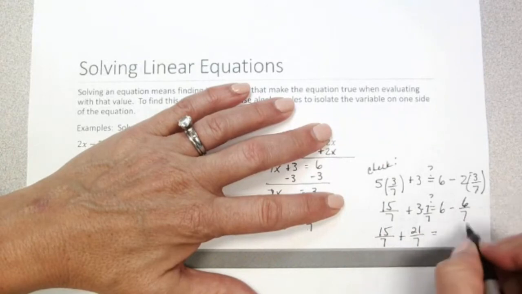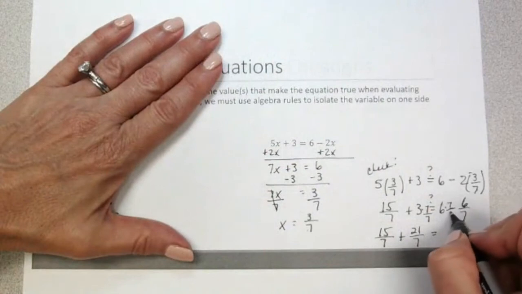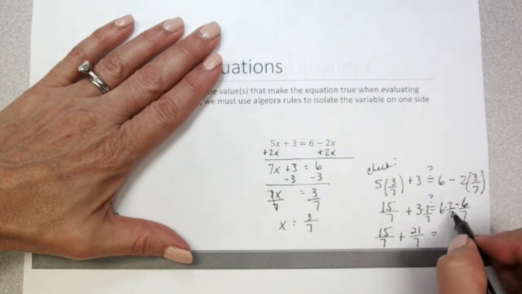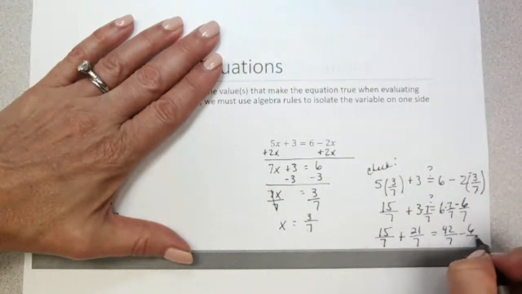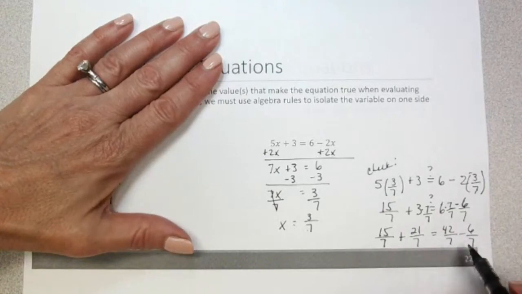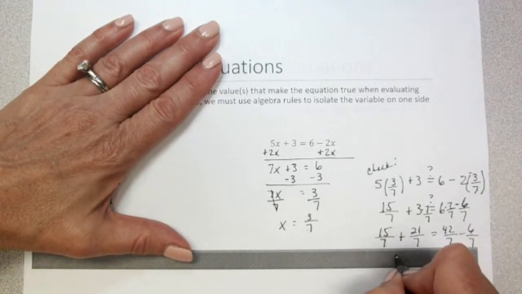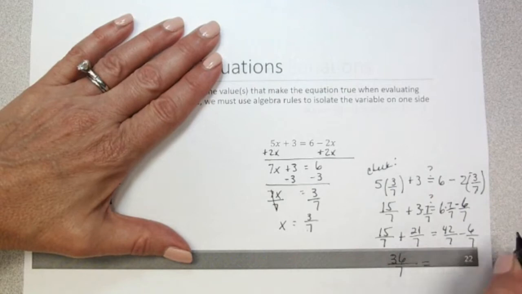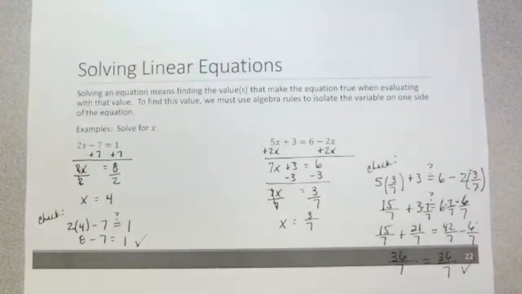And I want to see if that's equal to, now let's convert the 6 over to 7ths. So I'm going to multiply that 6 by 7 over 7. So remember that minus sign. 42/7. So 6 times 7, that's 42/7, minus 6/7. Now I can add these. 15 plus 21, of course, is 36/7. Is that equal to 42 minus 6? Well, 42 minus 6, of course, is 36/7. Yes, they are equal.